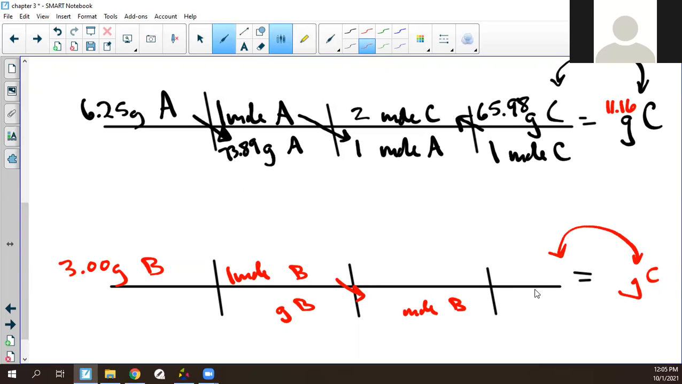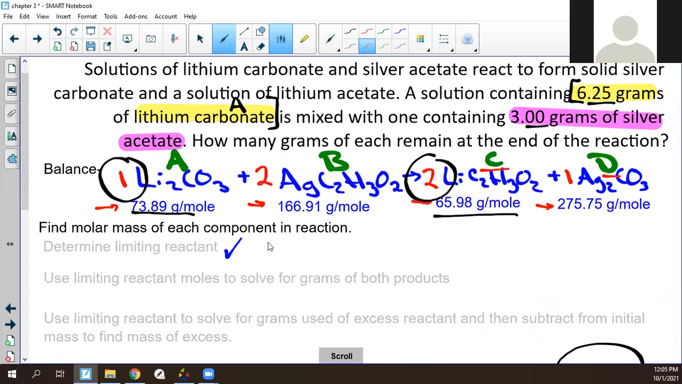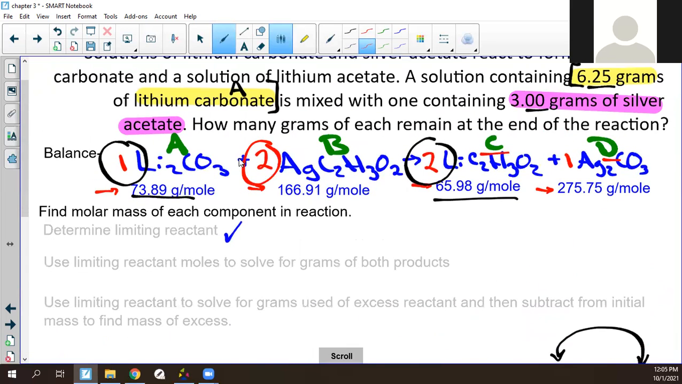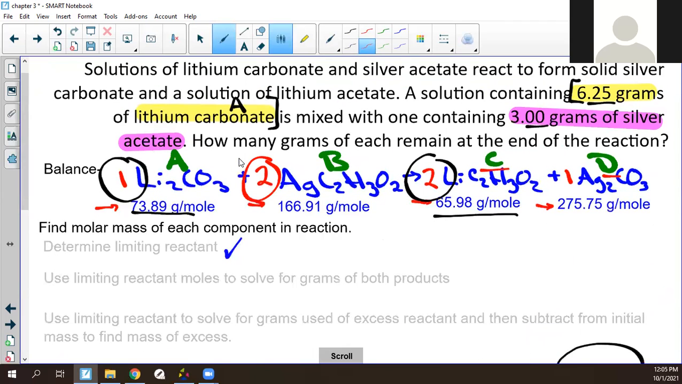So I come back here. This is grams of C for every 1 mole of C. So what must be on top? Mole of C, right? And that is a 2. What was in front of B? A 2. You okay with that?